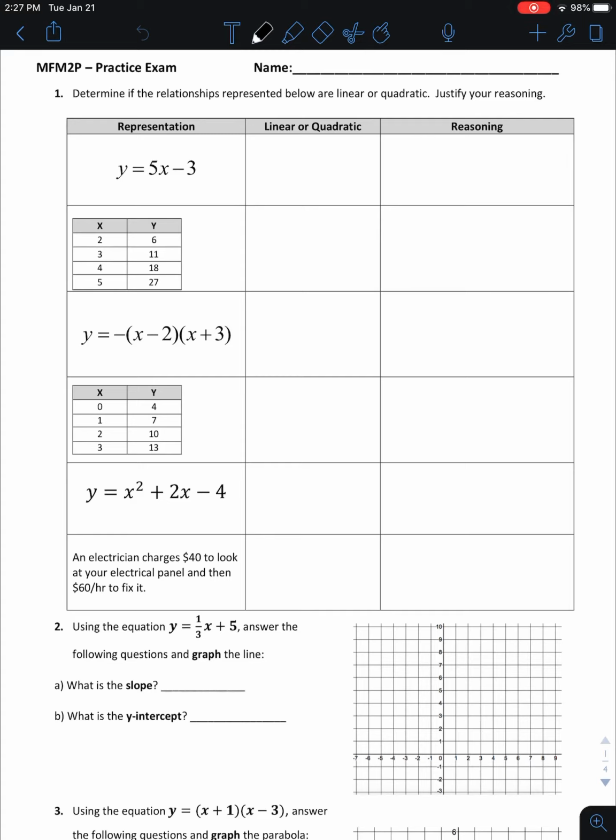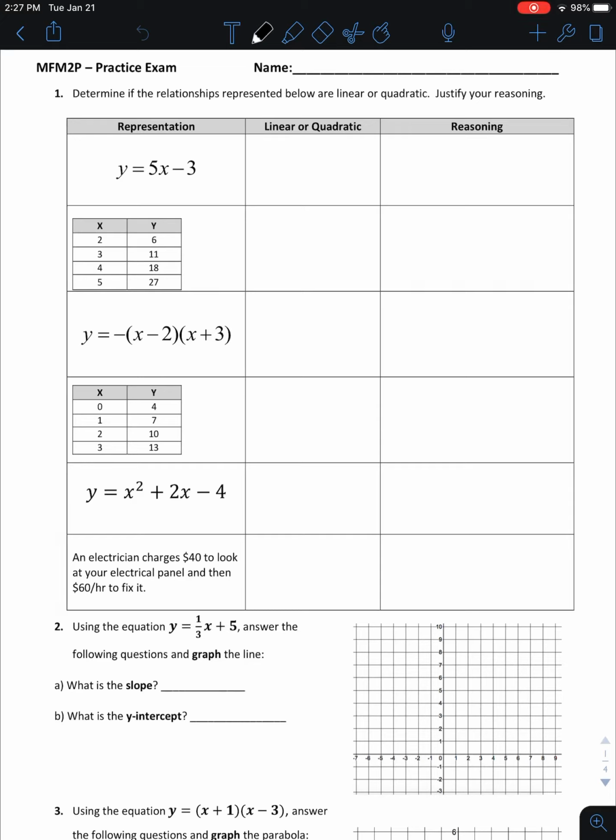Okay, so this is booklet 1 of the practice exam. Determine if the relationships represented below are linear or quadratic and justify your reasoning. Let's look at the first one here, 5x minus 3. There's a couple things going on here.